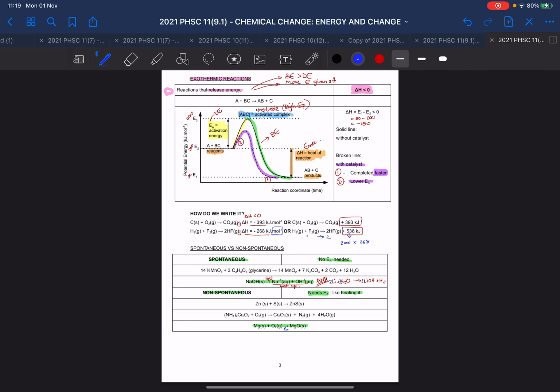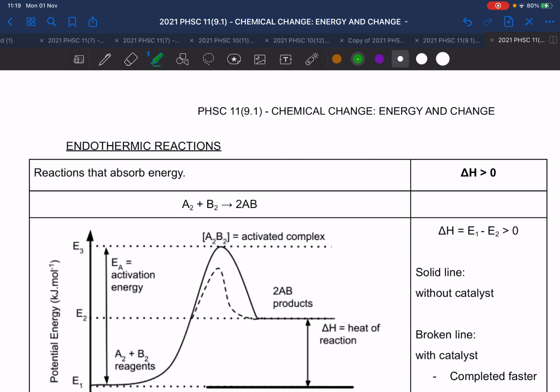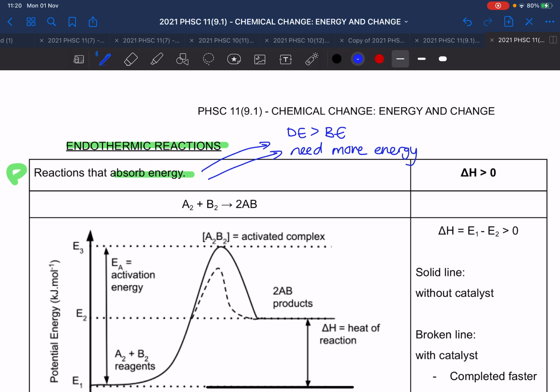Then we're going to go to endothermic reactions. Now that's just the inverse of an exothermic reaction. That is where it absorbs energy or it cools the environment. It makes the environment cold. So here we can say that the dissociation energy is greater than the bonding energy. Here you need more energy. So here the enthalpy is greater than 0.